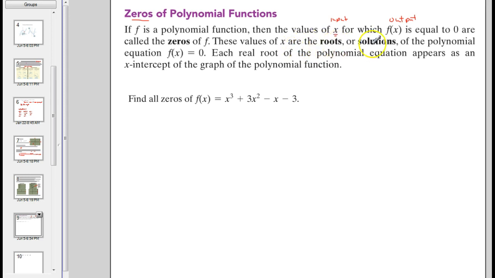Sometimes they're called the roots or the solutions of the equation f of x equals 0. And graphically, they're the x-intercepts. So if it's a real number, it's an x-intercept. All right, so if I want to find all the zeros, what I do is I set the polynomial function equal to 0, and then I just use techniques that hopefully you've learned before to find these things.